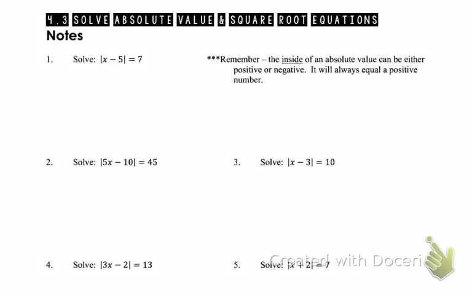4.3, we're solving absolute value and square root equations. The only difference between the two is that with absolute value equations, you will have to set it up twice. So, for instance, with number 1, I'm going to say that x minus 5 equals 7. So x equals 12. And then I'm also going to say x minus 5 equals a negative 7.